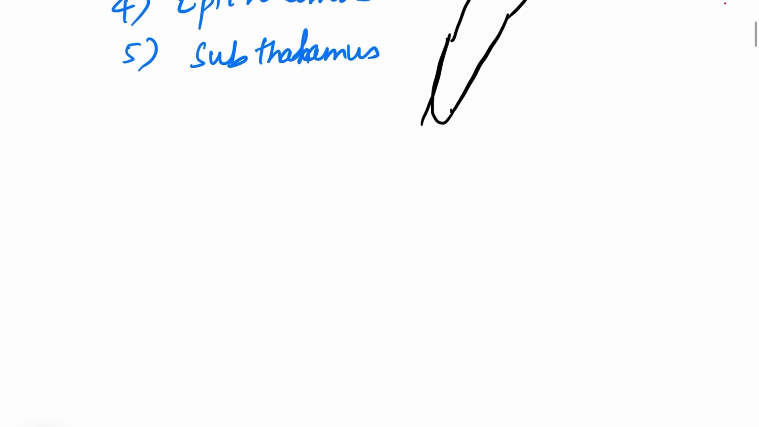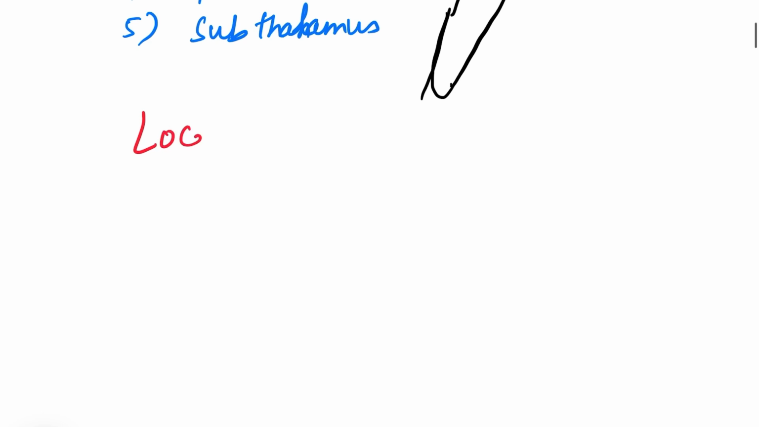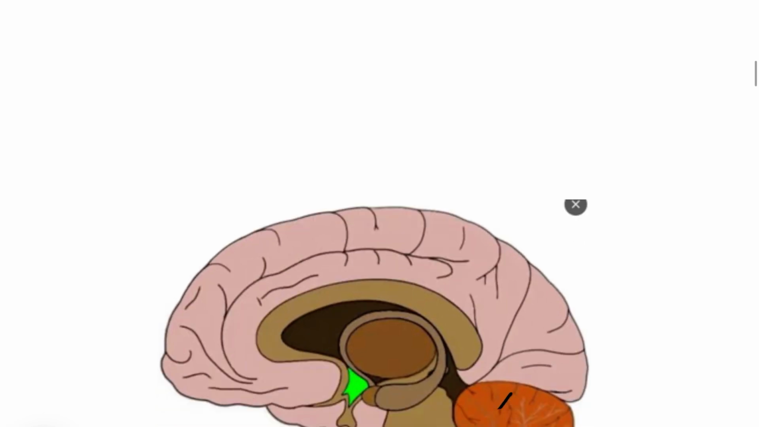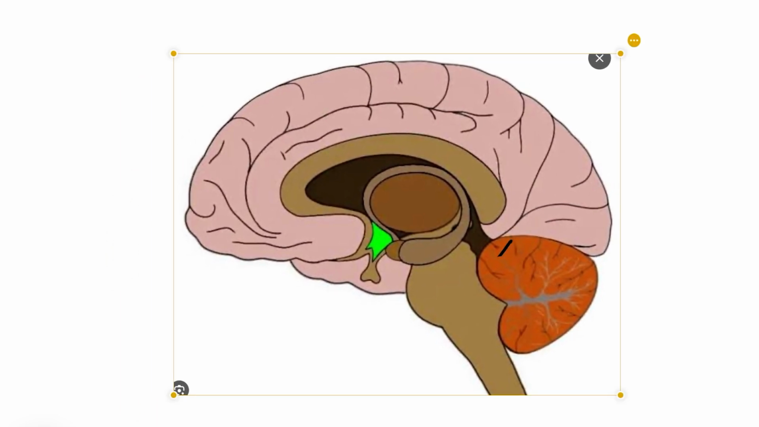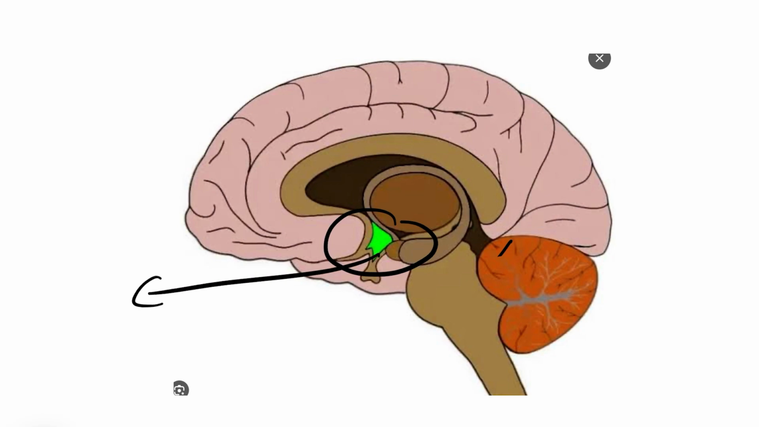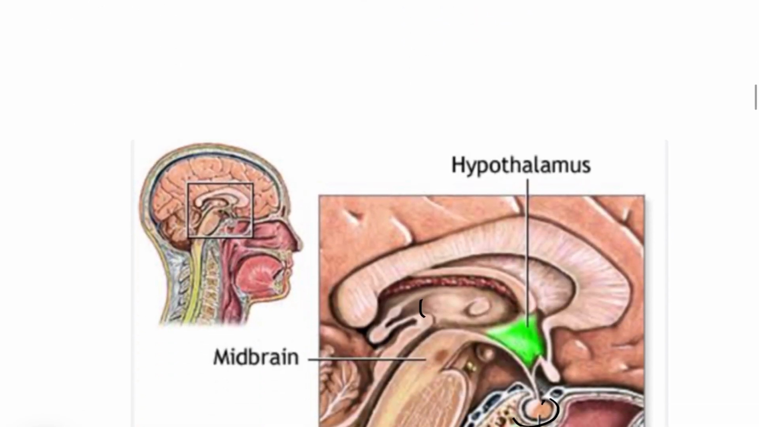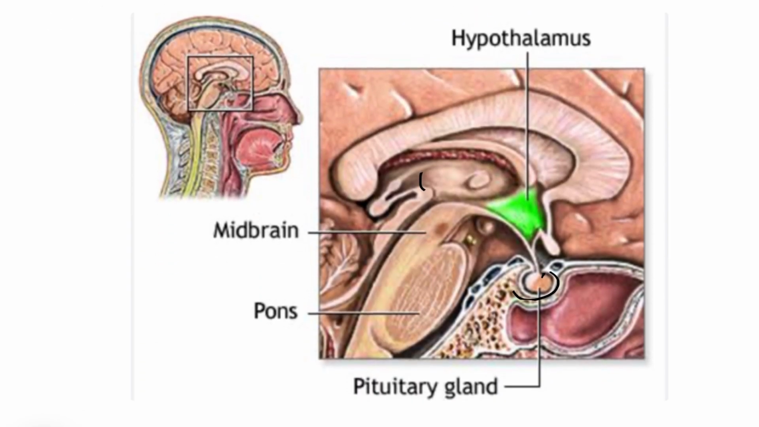Now the first thing is location: where exactly the hypothalamus is located in our central nervous system. As you can see in this diagram, this bright green structure in the center of this section of the brain is the hypothalamus. Let me show you another picture. Again, this is a cut section, and this green structure is the hypothalamus.